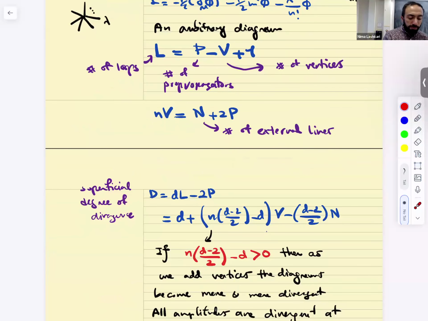Putting these together, we find that the superficial degree of divergence was dL minus 2P. d is the space-time dimension, L is the number of loops, and P is the propagators. We rewrote that in this form, so this is the form we want to focus on.